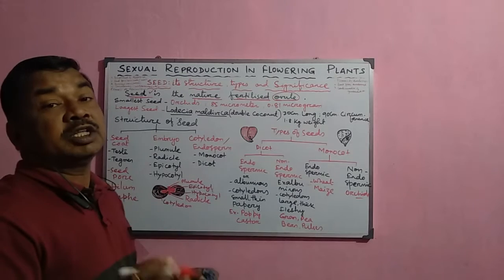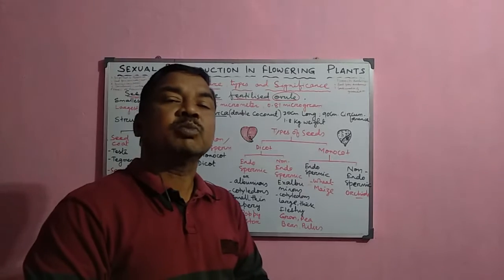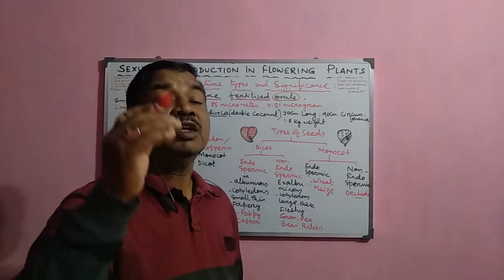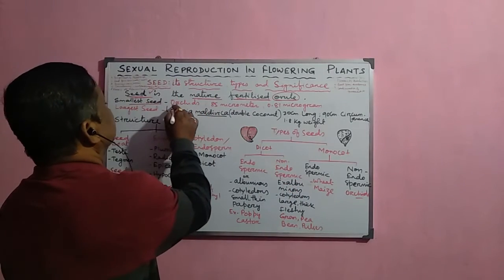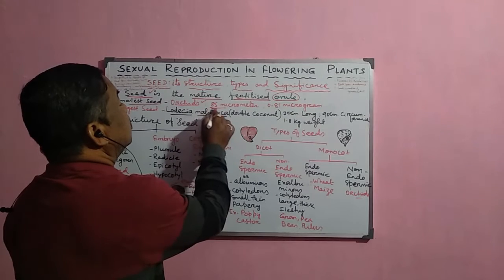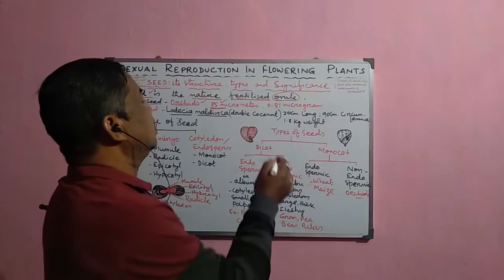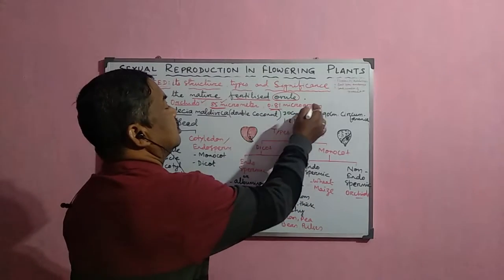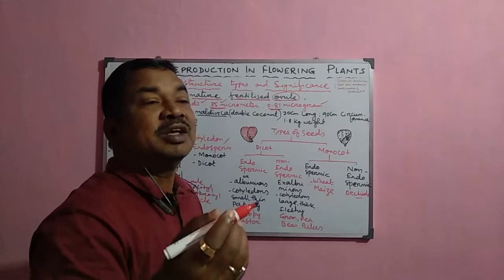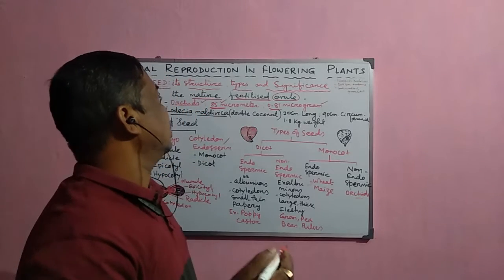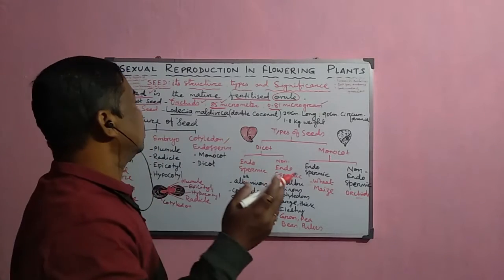Now, the seeds' shape, size and structure are different in different types of angiospermic plants. In some plants, the seeds are very minute. The smallest seed is observed in orchids, and it is microscopic, 85 micrometer in diameter, and the weight of this seed is 0.81 microgram. Imagine how microscopic it is. Their shapes and sizes are also different from plant to plant.